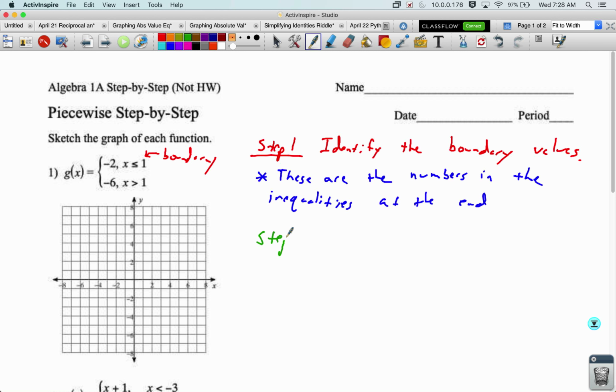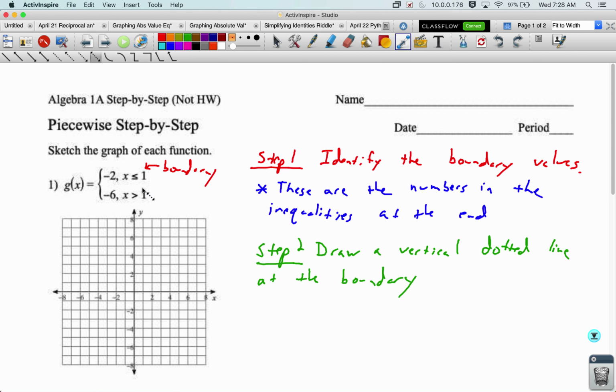So step 2 is we want to draw a vertical dotted line at the boundary. All right, so the boundary value was 1, and it was 1 for both of them. That's pretty common. That'll be the same number in both. We want to add a vertical line, very light, at 1. All right, this cuts our graph into 2 strips.